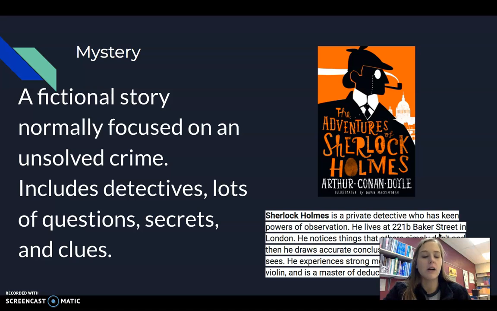And it says, Sherlock Holmes is a private detective who has a keen power of observation. He lives at 221B Baker Street in London, and he notices things that others simply don't, and then he draws accurate conclusions about what he sees. He experiences strong mood swings, plays the violin, and is a master of deductive reasoning. So Sherlock Holmes, he's a detective, he solves mysteries. It fits into this genre. Right now, please go fill in your mystery notes on your note-taking sheet.